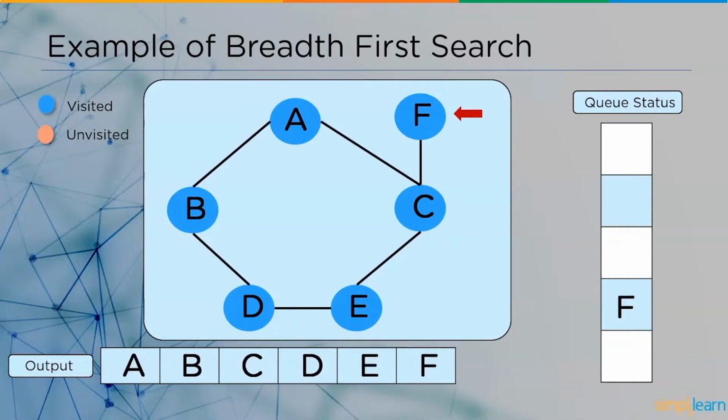So, we will dequeue F from the queue and the queue is empty. So, we'll come to a halt here. Here's what we got, that is A, B, C, D, E and F.